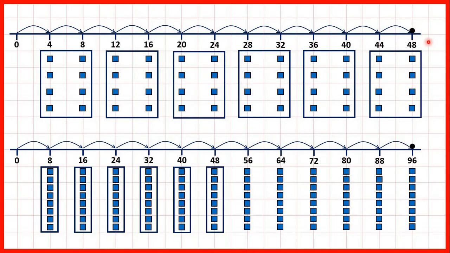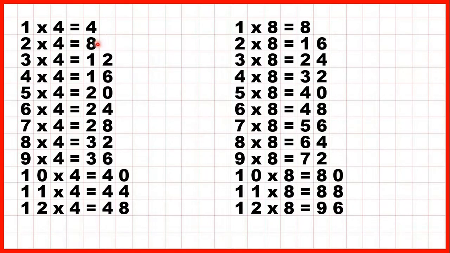counting in 4s. Now you can see here we have our 4 times table and our 8 times table written out. And if we double what's in the 4 times table, we get what's in the 8 times table. Remember, to double a number, we add it to itself or multiply it by 2. 4 times 2 is 8. 8 times 2 is 16. 12 times 2 is 24, and so on.